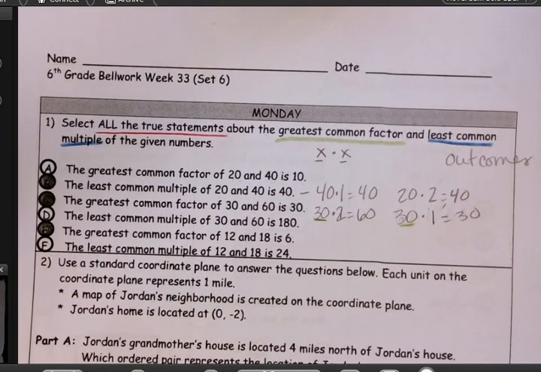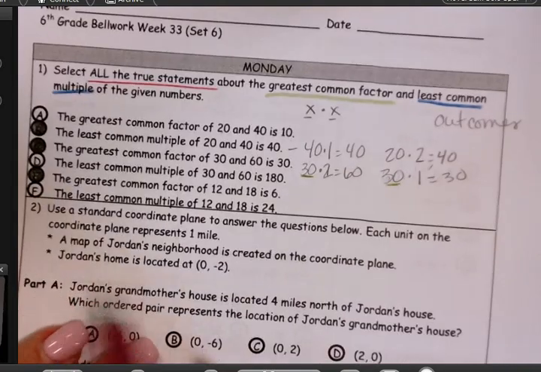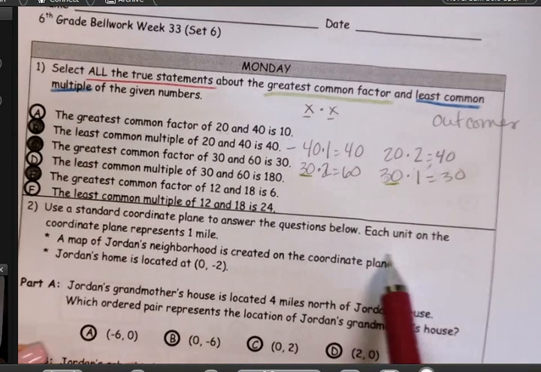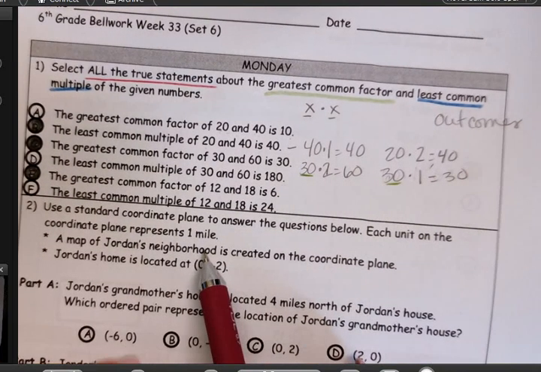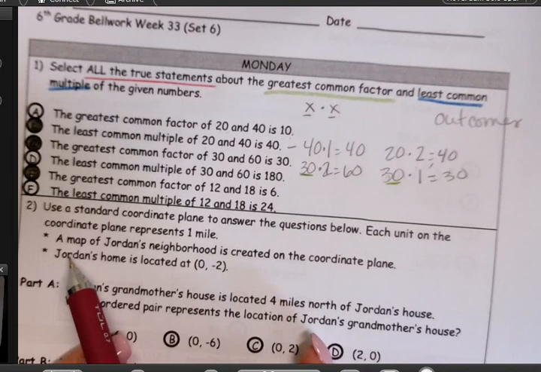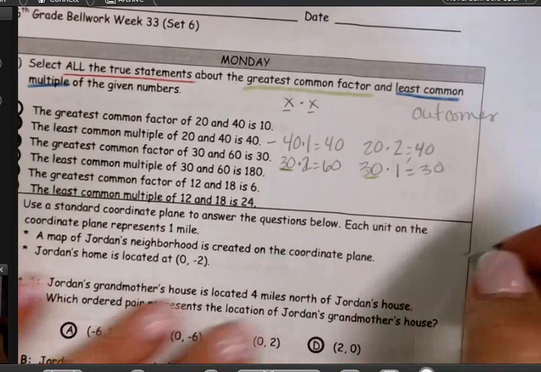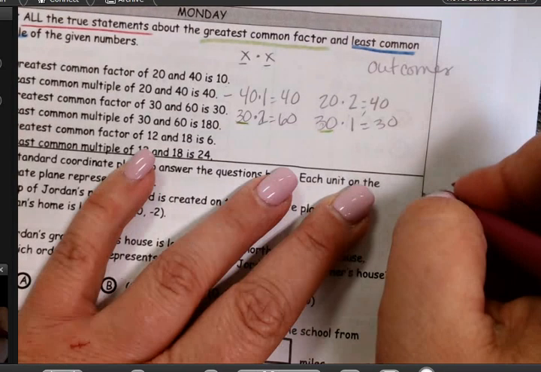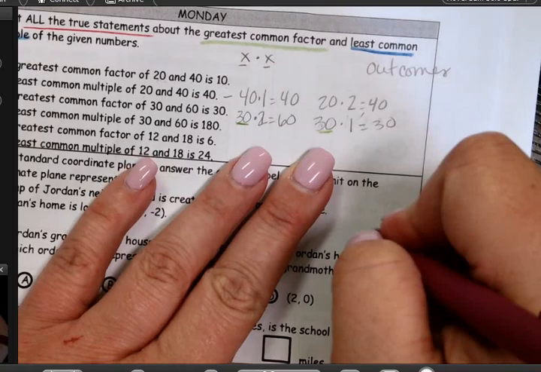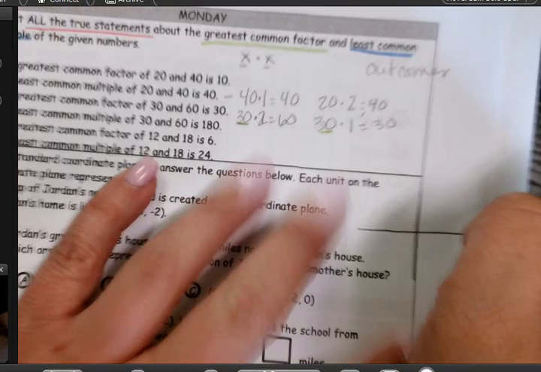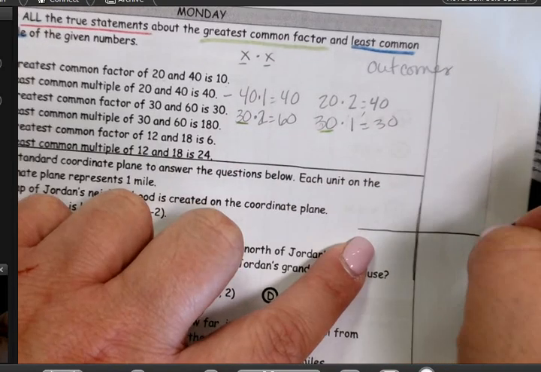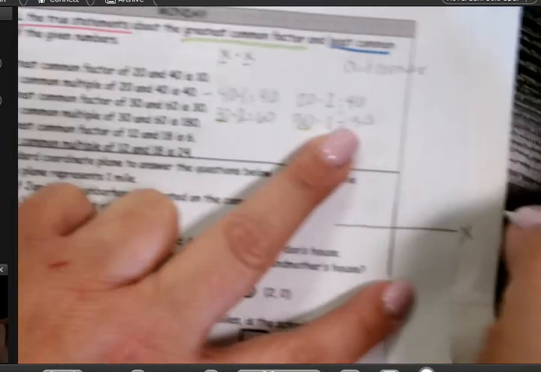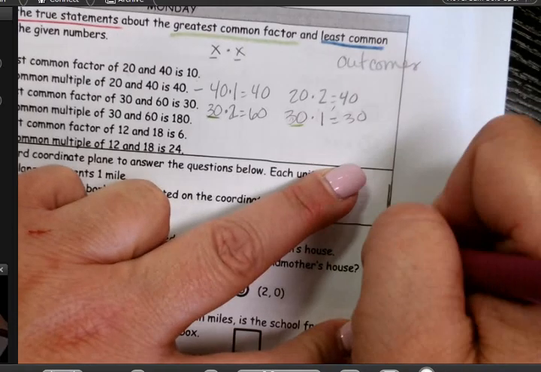All right, now let's look at number 2. Number 2, use a standard coordinate plane to answer the questions below. Each unit on the coordinate plane represents 1 mile. A map of Jordan's neighborhood is created on the coordinate plane. So this horizontal is what? Axis. X. And the vertical axis is Y.